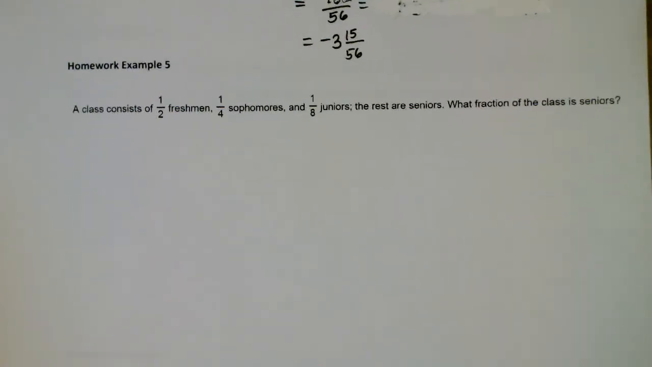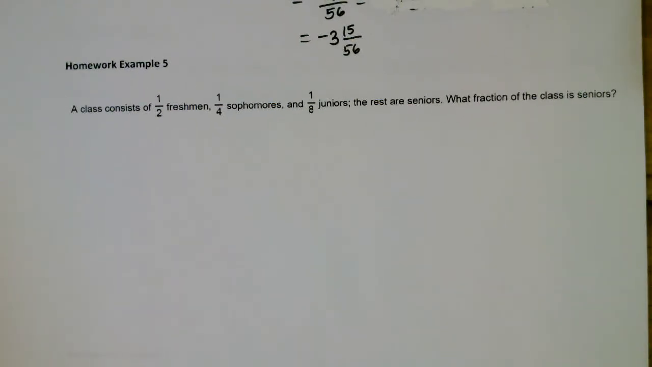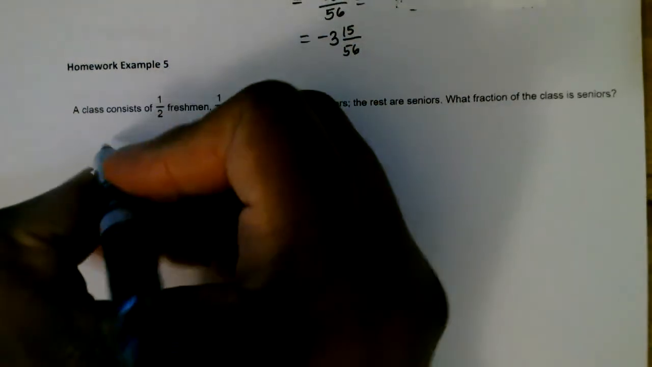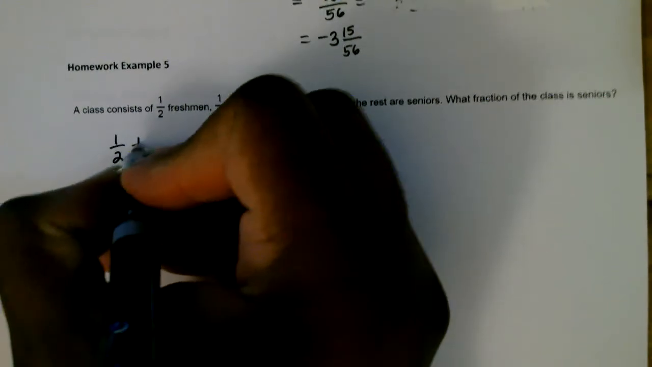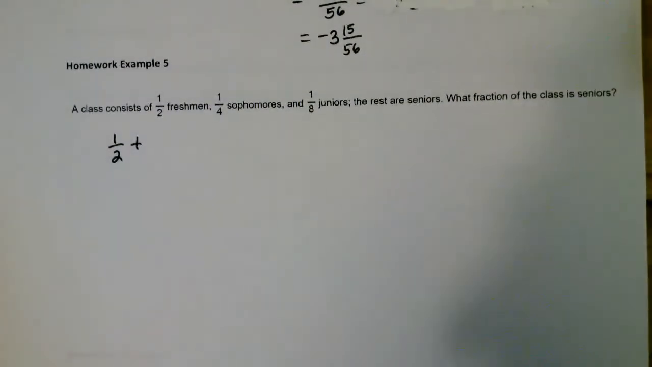Okay. Now let's look at some application problems that are related to rational numbers here. A class consists of 1/2 freshmen, 1/4 sophomores, and 1/8 juniors. The rest are seniors. What fraction of the class is seniors? So I want to find out what fraction of the class is seniors. So we need to add 1/2, 1/4, and 1/8.